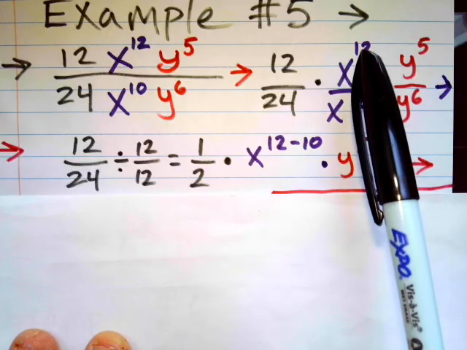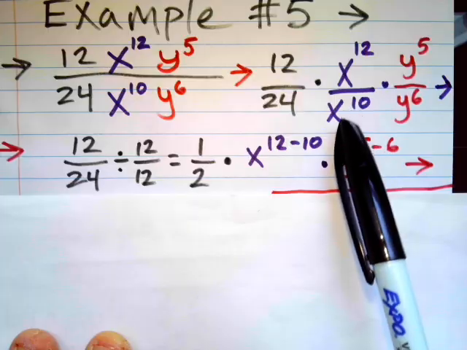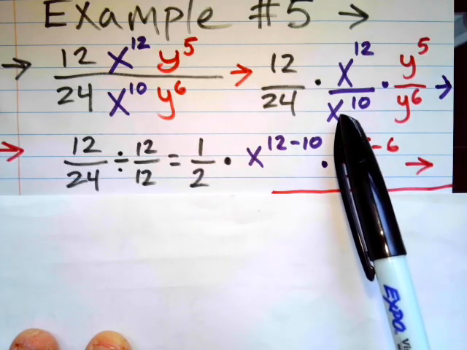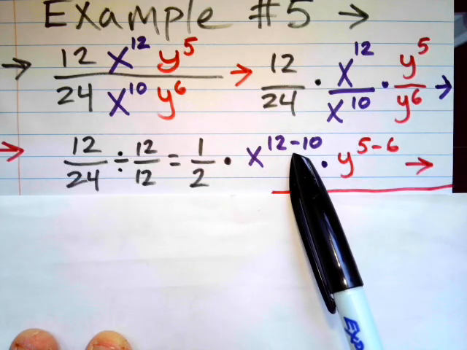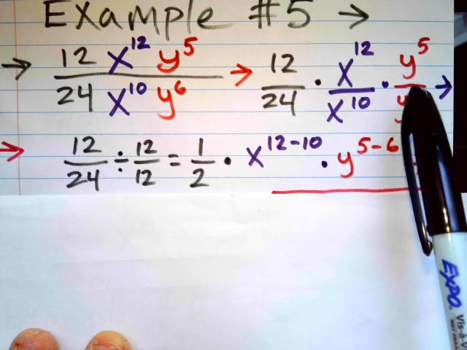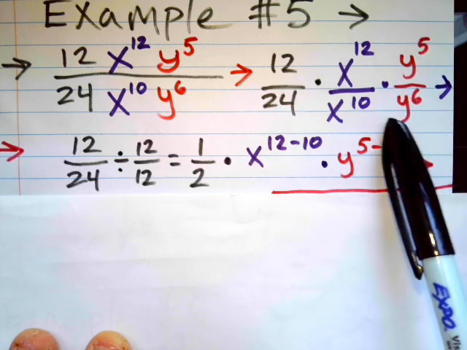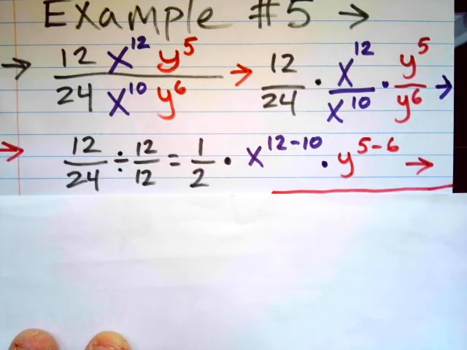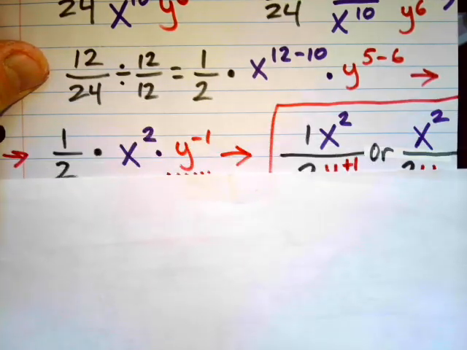And again, when you are dividing with exponents, the rule is you can subtract them. And we have the same base here of x and x. So 12 minus 10, I'm showing you here, times y to the 5th power divided by y to the 6th power. So 5 minus 6, I'm showing you here. And in the next step, we will simplify, combine like terms for our final answer.